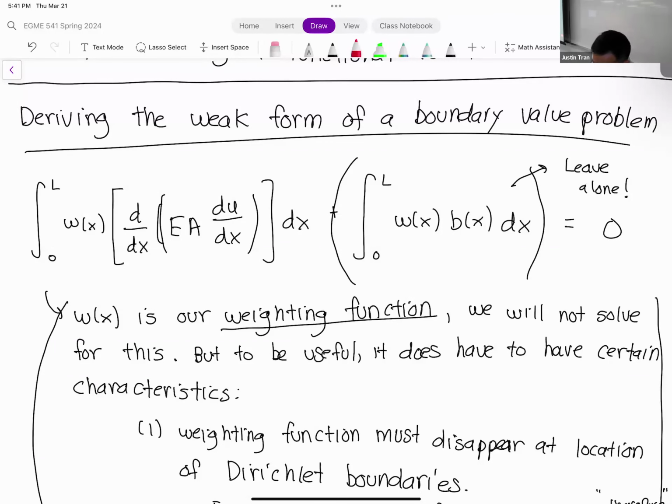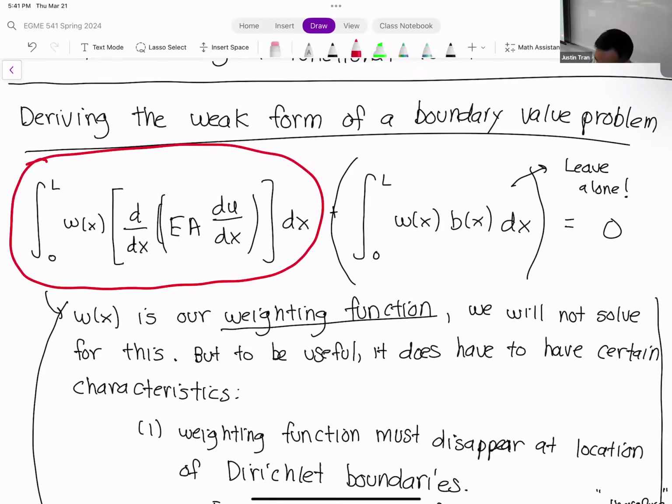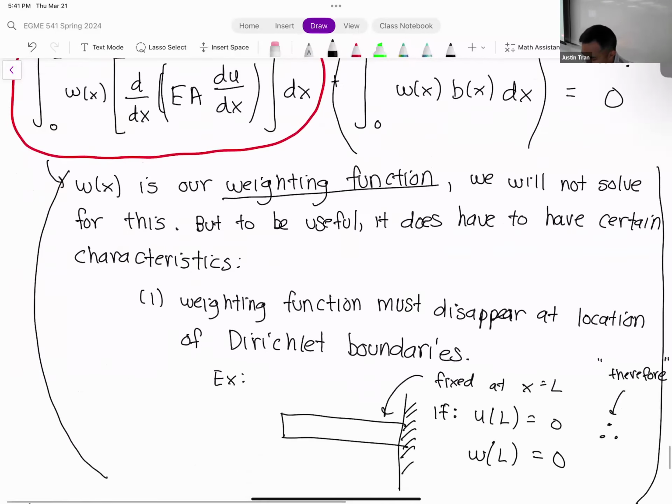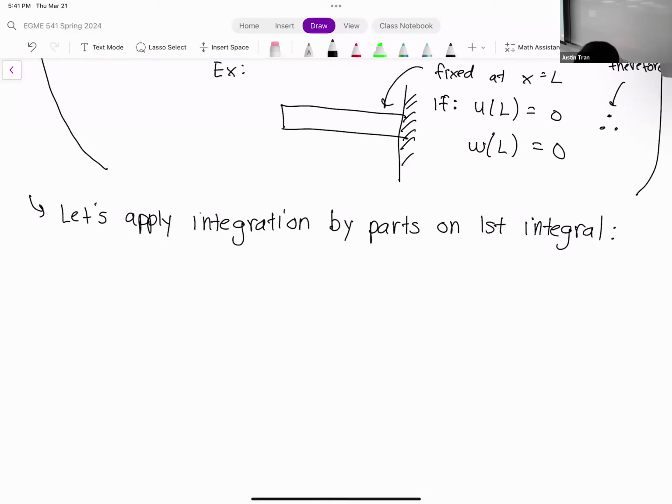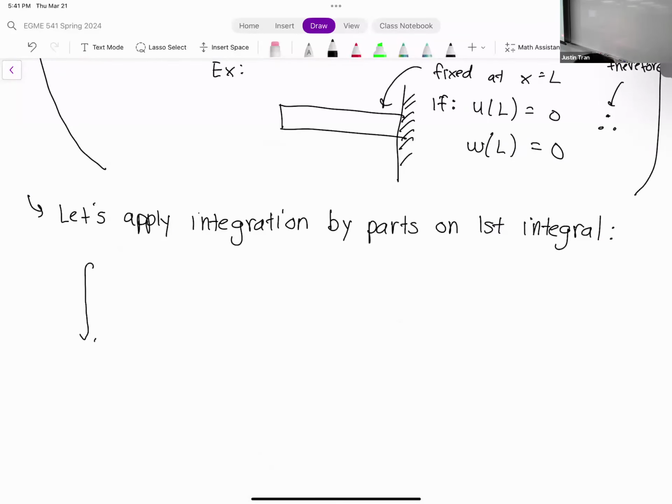It's only this first integral that we need to work with because we need to move some derivatives around. So let me go ahead and copy this integral down here, just so it's a little bit easier to work with. So we have the integral from 0 to L, w of x, d/dx of EA du/dx, dx.